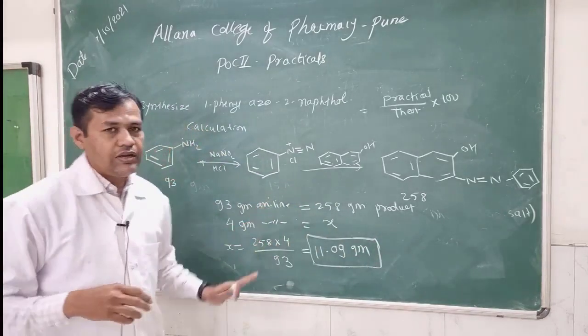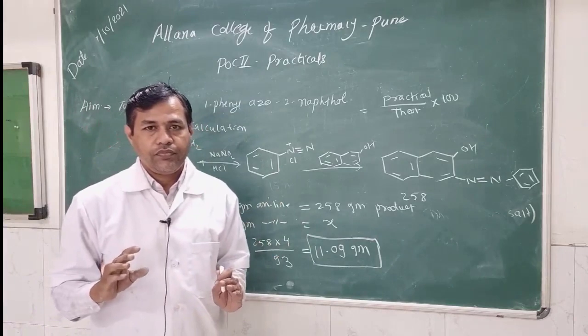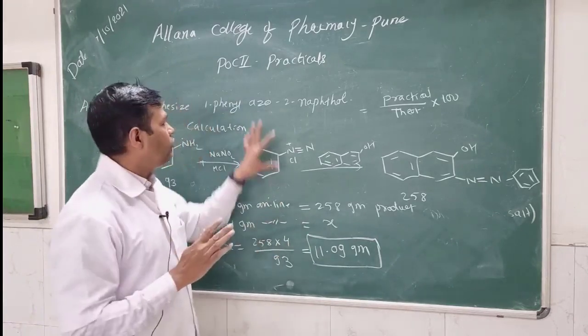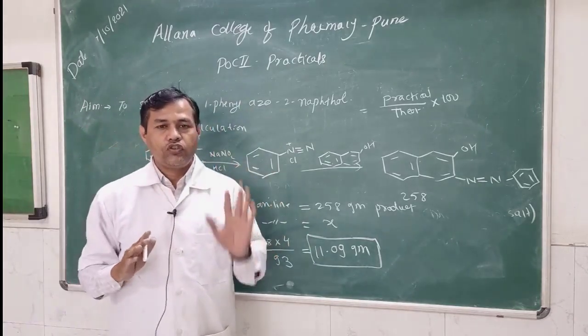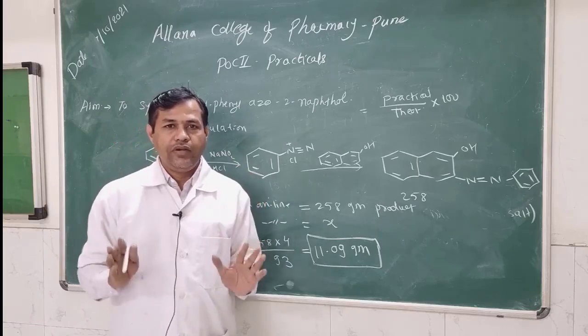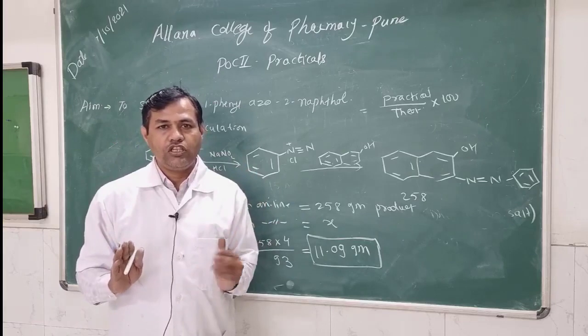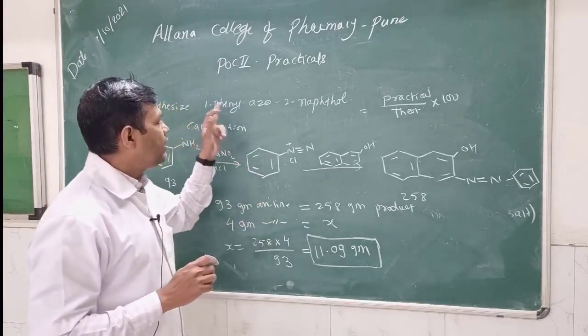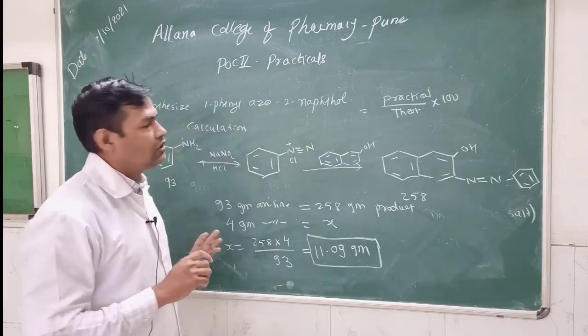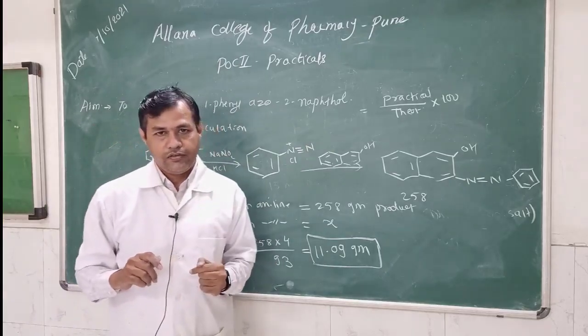So this is the overall calculation. So this is about the calculation part and overall synthesis, reaction, procedure explanation and actual experimental part of this reaction. So hope you have learnt about this synthesis of 1-phenyl azo 2-naphthol, you can say using aniline and beta-naphthol.